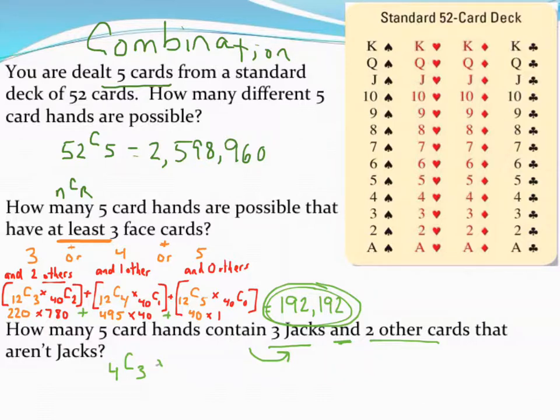And it tells me to multiply, because I want both of these to happen, 2 other cards that are not jacks. Well, if there's 4 cards that are jacks, that means there are 48 cards that are not jacks, and I want to end up with 2 of those. So calculating these first on my calculator, there's 4 ways to get dealt 3 jacks, and there are 1,128 ways to get dealt 2 cards that are not jacks. Multiplying those 2 pieces together gets me a total of 4,512 different ways to get 3 jacks and 2 non-jacks.